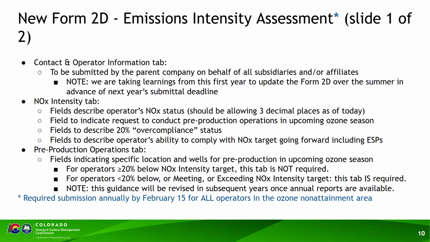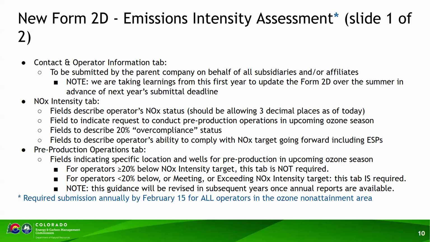The next tab on this form is the NOx intensity tab. Here you'll find fields to describe an operator's NOx intensity status. Previous outreach to myself and the manager of the Cumulative Impacts and Energy Transition Unit, Sabrina Trask, identified that the data field was only allowing 2 decimal places. This should now be corrected, and as of this morning, be allowing the full 3 decimal places for the NOx intensity number. There are fields to indicate requests to conduct pre-production operations in the upcoming ozone season, as well as fields to describe the 20% over-compliance status described in rules, as well as fields describing an operator's ability to comply with their NOx intensity targets going forward, including the use of enhanced systems and practices.